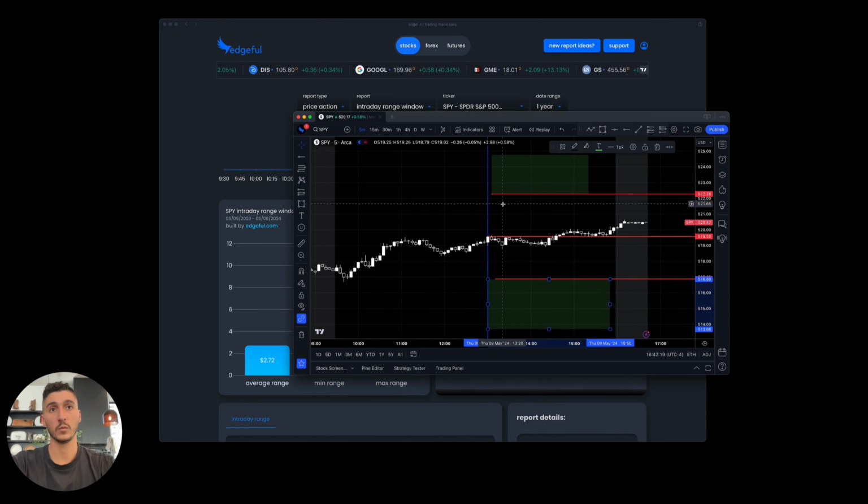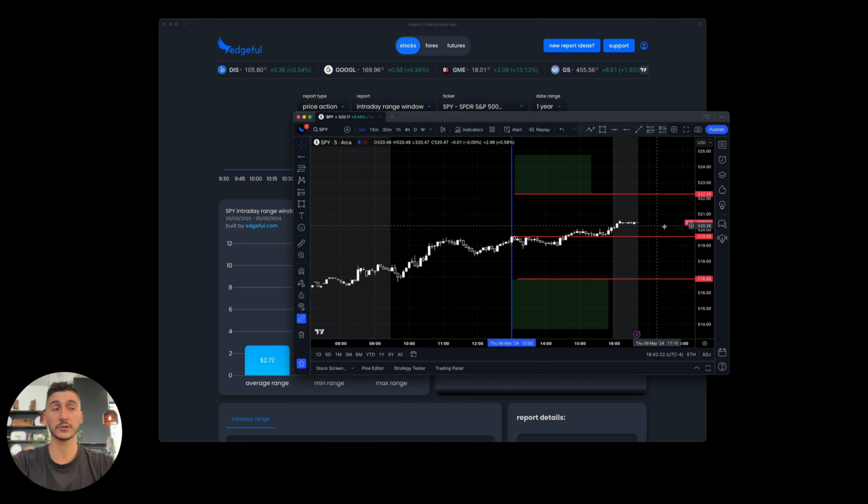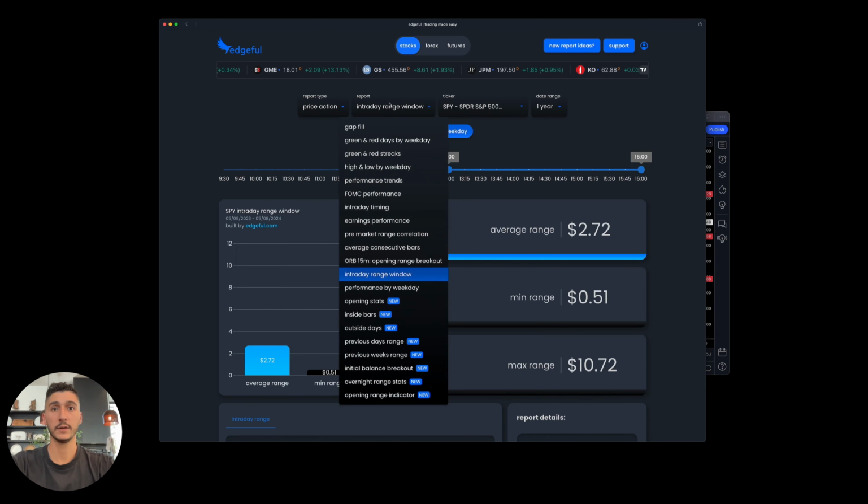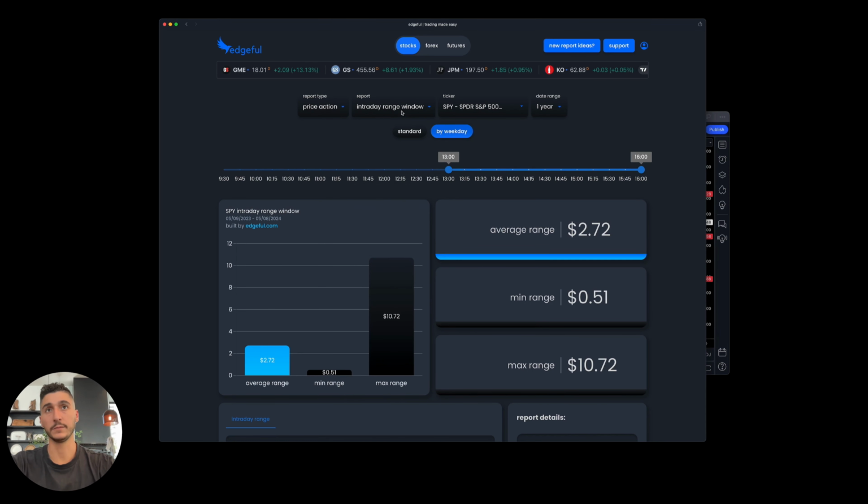So if you're an options seller, not to get into the details right now, in this case, I would want price to stay within this range, which is obviously very likely, and I would capture the premium here after it's decayed. All right, and you can also look at this report by weekday too.